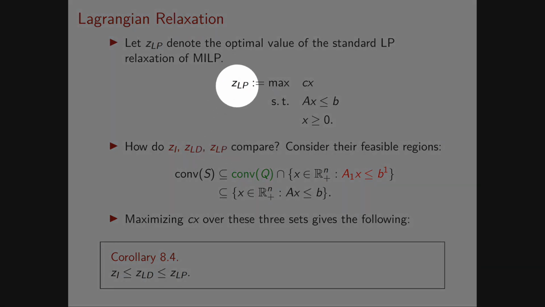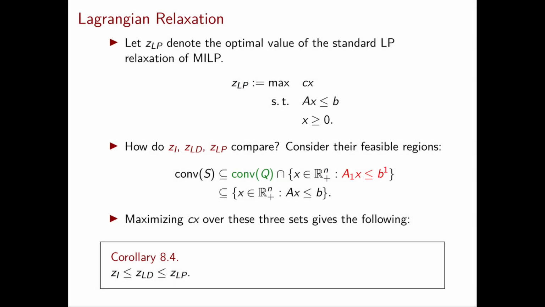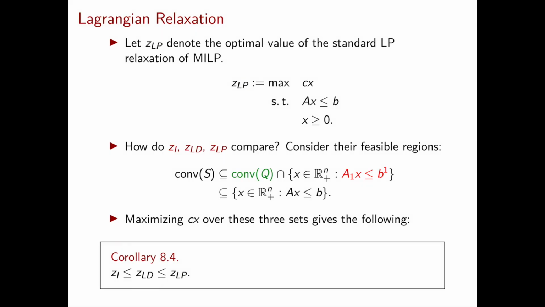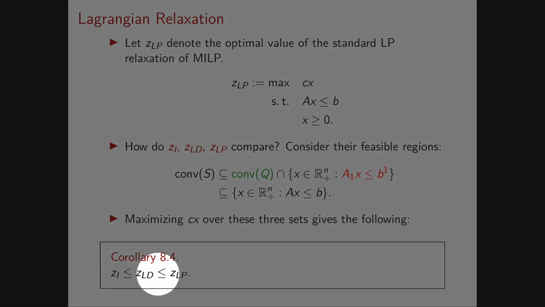So formally, ZLP is the max of Cx over the points that satisfy Ax less than or equal to b and x greater than or equal to 0. So like our original problem, but we just drop integrality constraints. We know very well that both ZLD and ZLP are upper bounds on Zi. However, it is simple to see that ZLD is always less than or equal to ZLP.